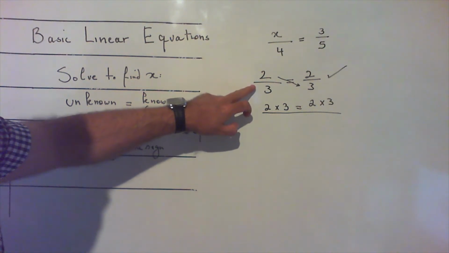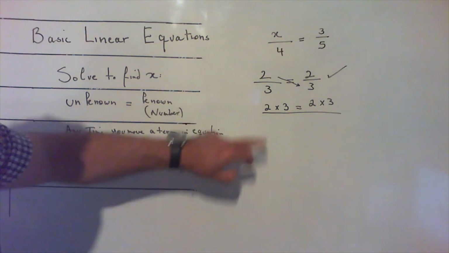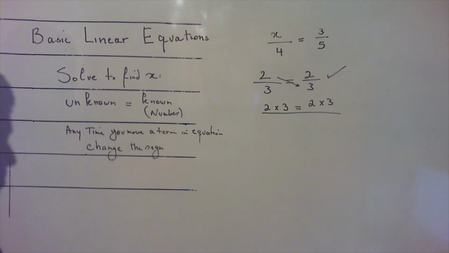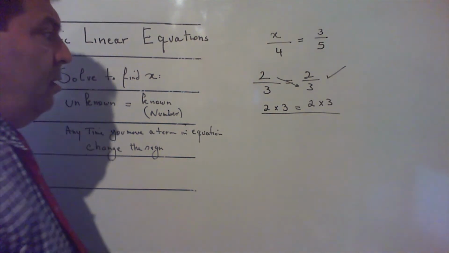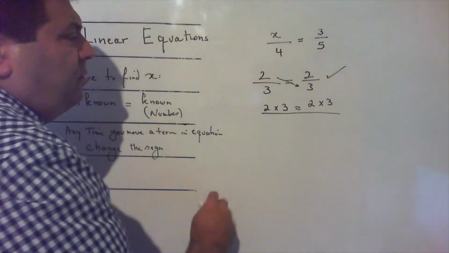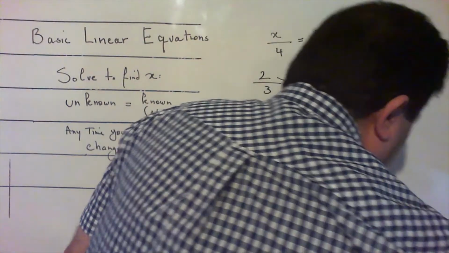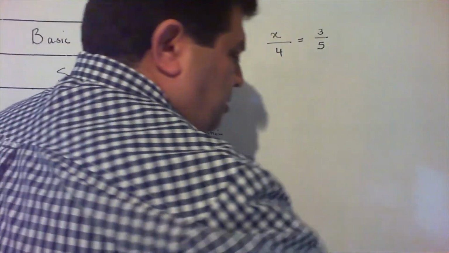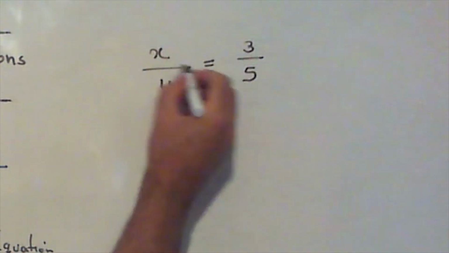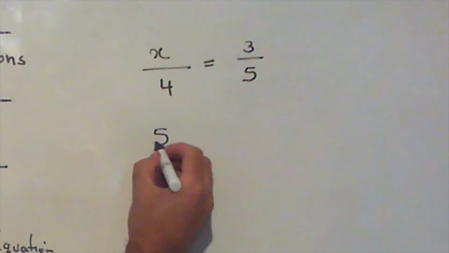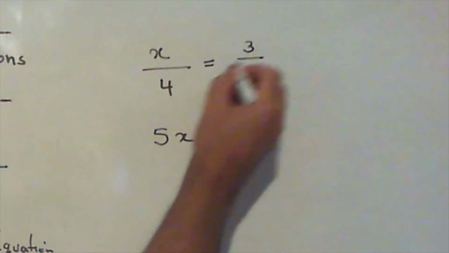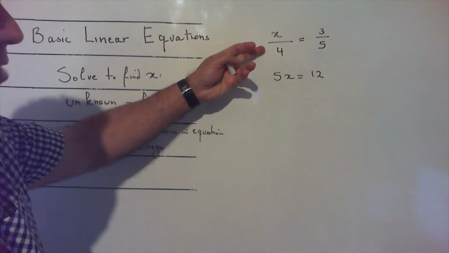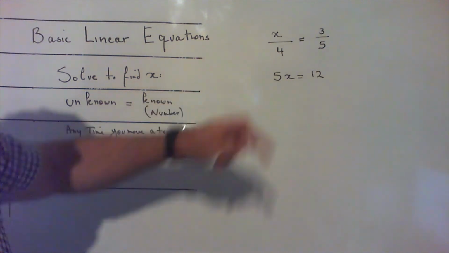Okay? So this method always becomes very handy in a lot of different parts of mathematics. Whenever you see fractions in equations, you multiply across. I hope you remember this part to solve any fractions in equations. Now what happens here if I multiply 5 times x equals 3 times 4, which is 12. Okay? So what happens suddenly? I got rid of my fractions, and I've got the normal linear equation.